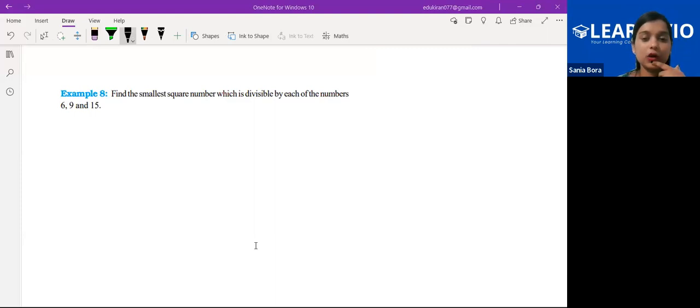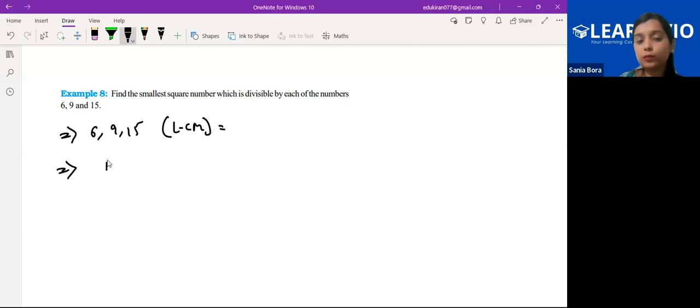Got it? So I'm just writing the step over here. The first step would be that you will take the LCM of 6, 9, 15, and whatever comes, you will do its prime factorization. If it makes pairs, like all the pairs are there, then that will be the smallest square number. But in case it is not, at that time, how do you make a perfect square? What will you do?